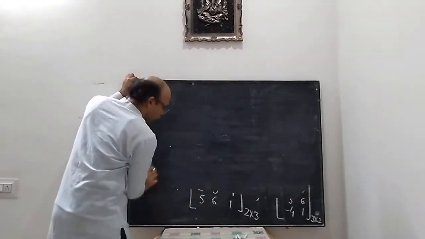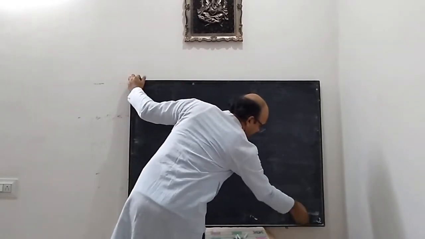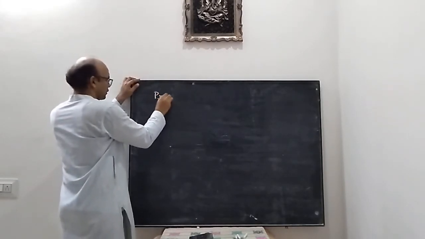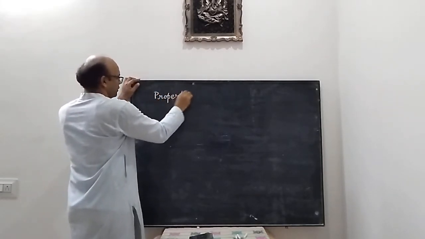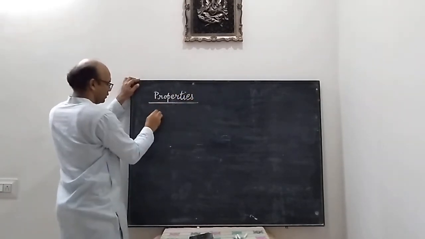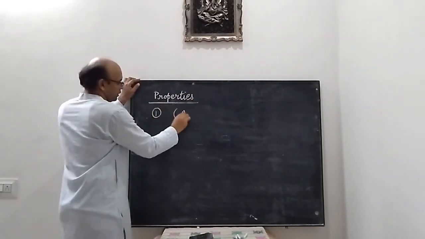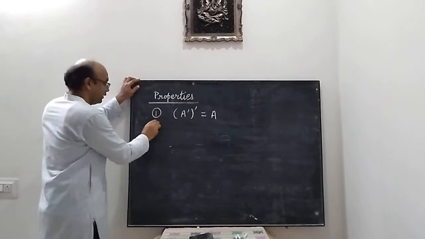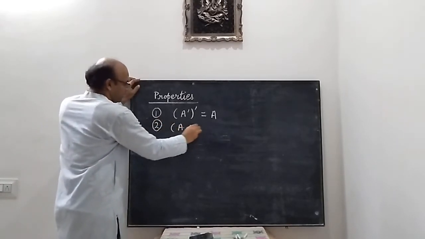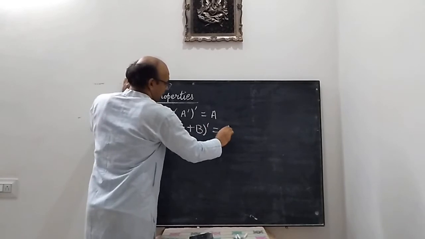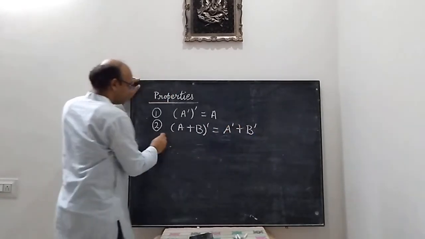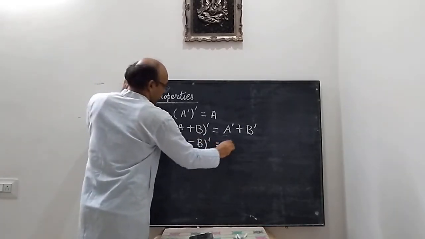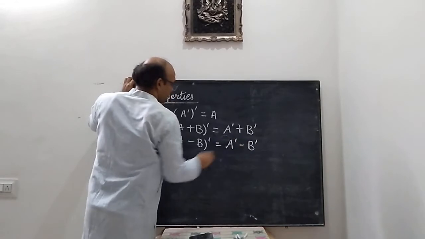Now we quickly move on to the properties of the transpose of a matrix. If you deal with the properties, the first one is the transpose of A transpose: if you take the transpose again, we get the matrix A. Then A plus B whole transpose is equal to A transpose plus B transpose. Then you have A minus B whole transpose is A transpose minus B transpose.